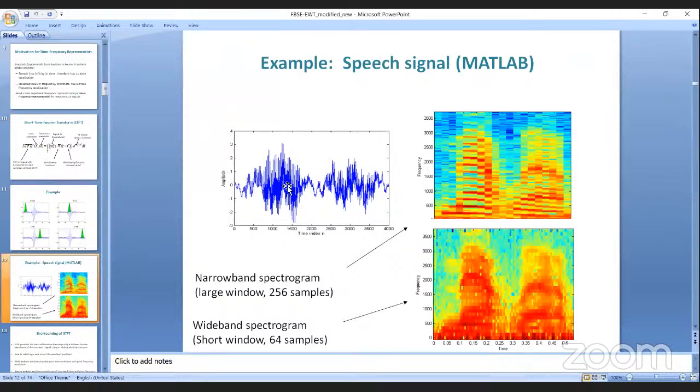So this is the signal in the time domain. It looks like this pattern when you speak in MATLAB. And there are two types of spectrogram. It depends on the size of the window.